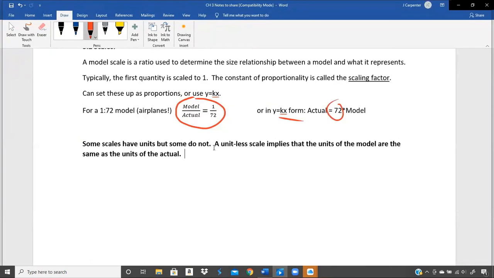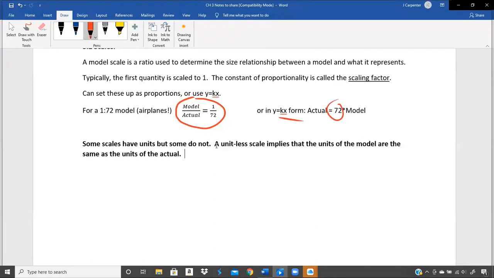I could put any units I want as long as they're a distance unit, and it would be true. Now, I may have been taking a 72-foot trailer and putting it down to 1 foot, but the conversion factor is still exactly true if you did it in yards or meters or kilometers or inches or centimeters or whatever you like. So when you're scaling from the same units, it's called a unitless scale or unitless model.